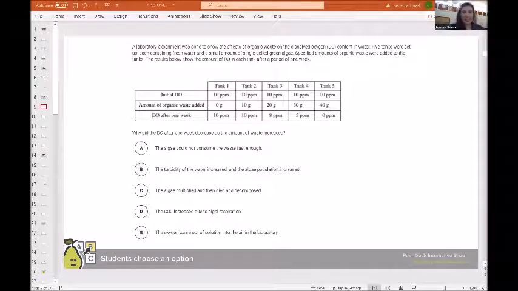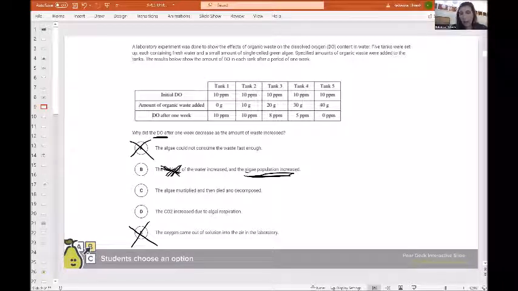All right, so it looks like we definitely don't think it's A or E. So let's look at B, C, and D. B: the turbidity of the water increased and the algae population increased. Well, we don't actually have any turbidity data there, so we're not really sure. Probably it did, because you're adding in organic waste here. But we're also not really worried about algae population. We want to know why the dissolved oxygen is decreasing.